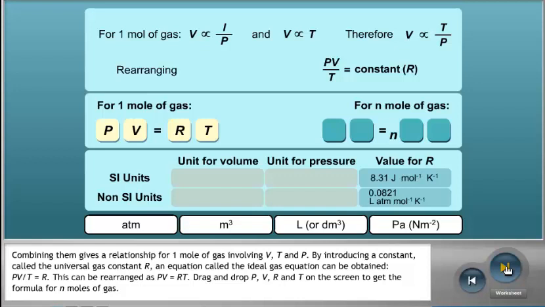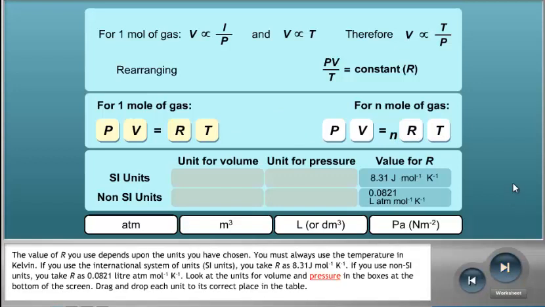Drag and drop P, V, R and T on the screen to get the formula for n moles of gas. The value of R you use depends upon the units you have chosen. You must always use the temperature in Kelvin. If you use the International System of Units, SI units, you take R as 8.31 joules per mole per Kelvin.